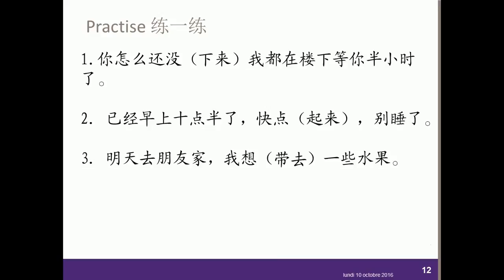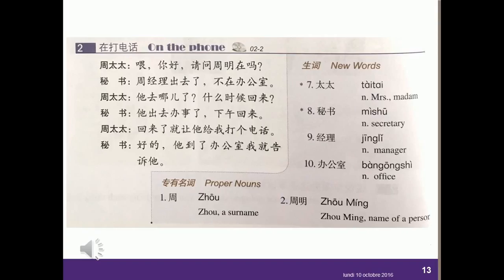Then we'll start to move to text 2, 课文二. As usual, we'll listen to the text two times, also the new words, and then we'll explain it sentence by sentence. Let's go. 课文二，在打电话. Text 2, on the phone.